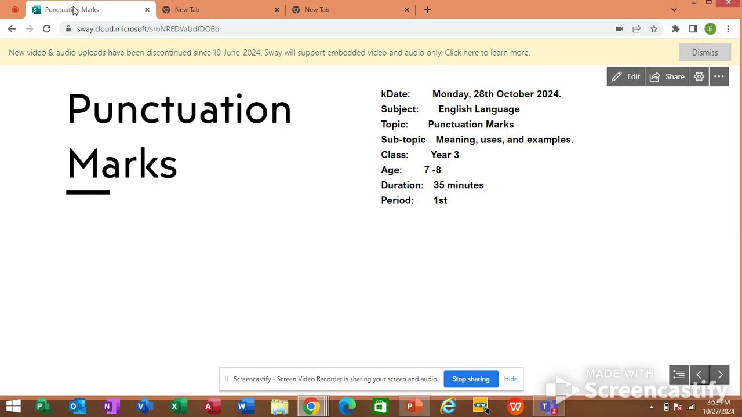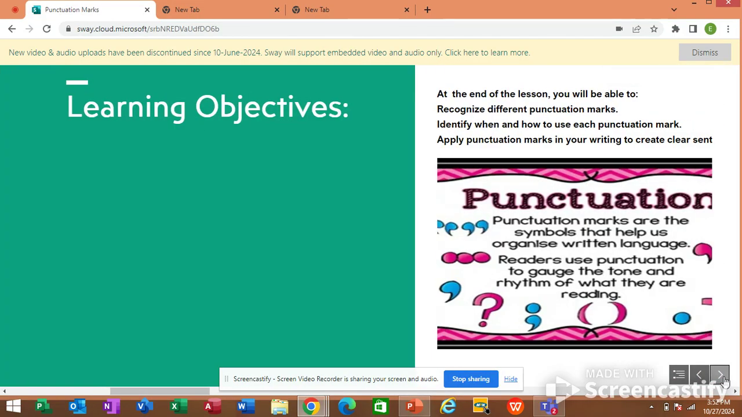And that brings us to what we have for today in our English class. Before we continue, let's look at our learning objective. At the end of the lesson, you'll be able to recognize different punctuation marks. That's the first thing you will learn today, different punctuation marks. You will identify when and how to use these punctuation marks. And at the end of the class, you are expected to apply them in your writings. When you are reading, you observe a rest. And when you are writing, you try to include some of these punctuation marks.